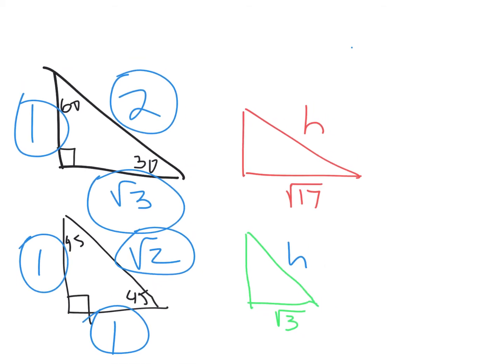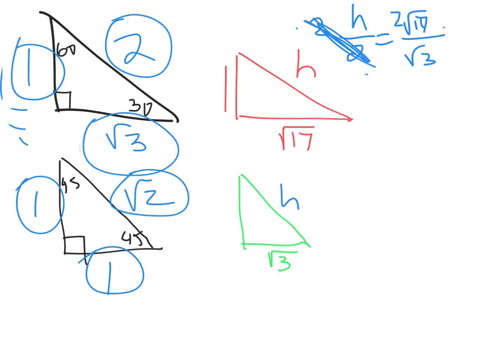Then, this one, you'd always start with the variable. H is to 2, like root 17 is to root 3, multiply both sides by 2. And I'm going to put the 2 in front just to make it nice and clean. 2 root 17 over root 3. Raise your hand if you had that one right. Awesome.